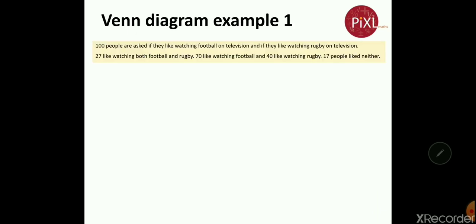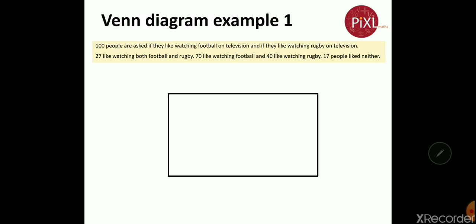Here's an example. It says 100 people are asked if they like watching football on television and if they like watching rugby on television. It says 27 people like both of them, 70 like watching football, and 40 like watching rugby. 17 liked neither. So, important thing to realize, it says 70 like watching football and 40 like watching rugby. It doesn't say 70 only like watching football and 40 only like watching rugby, okay? That's an important thing to realize.